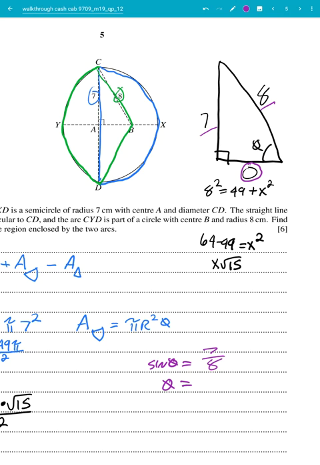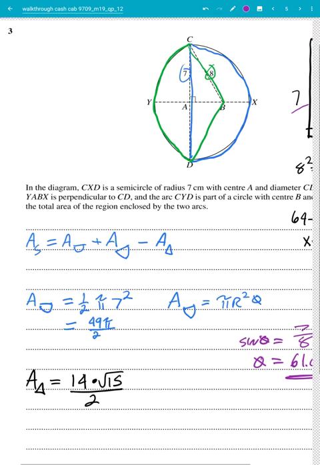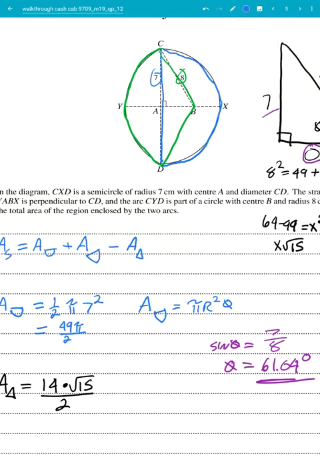So theta is equal to sine inverse of 7 divided by 8, which is 0.76 radians. I don't think this was right. Calculator's in the wrong mode. 61.04 degrees. Now remember, hold this value in your calculator. Don't just round it right here. But we've got to double that. So I think we now have everything.